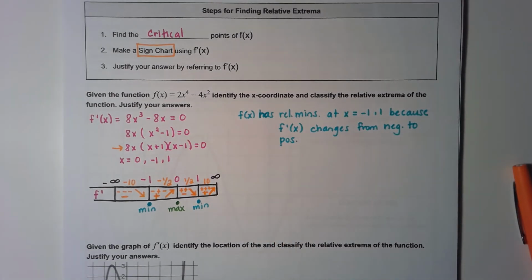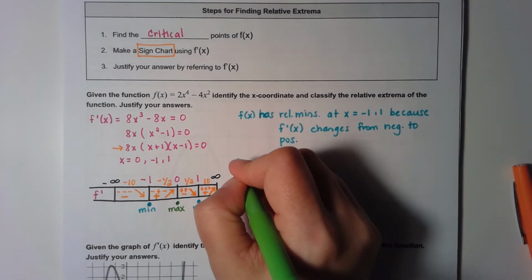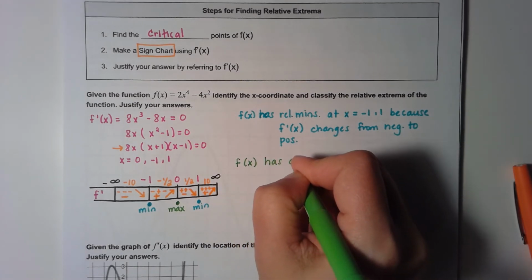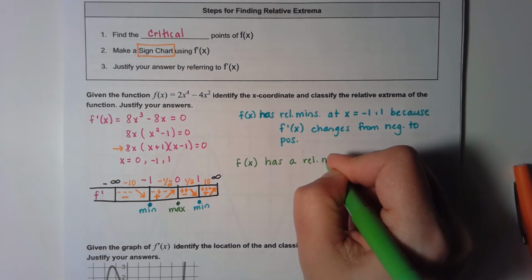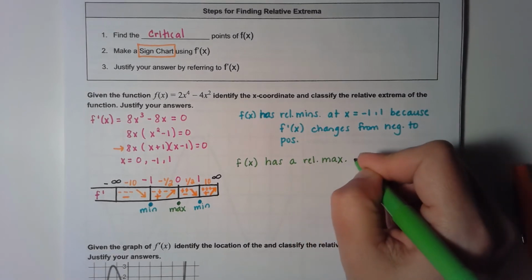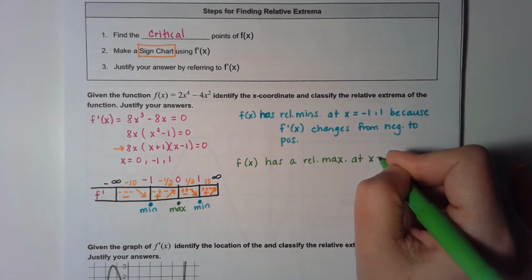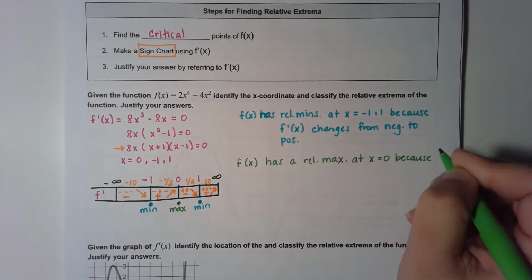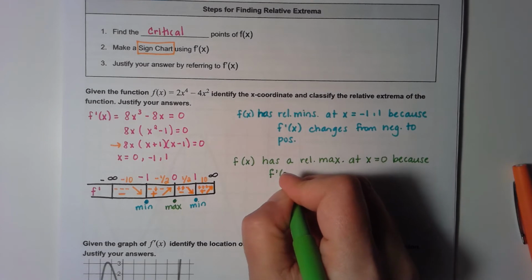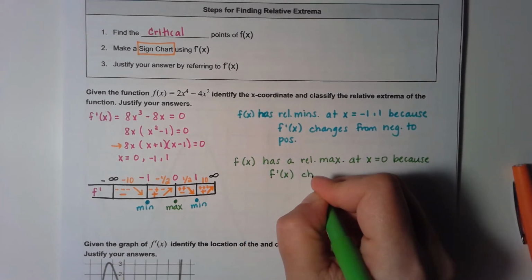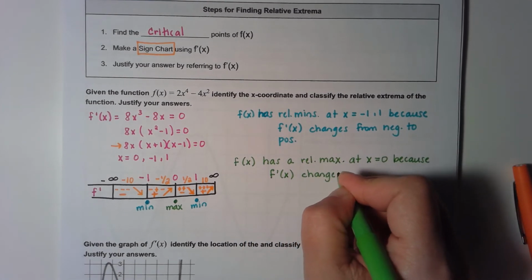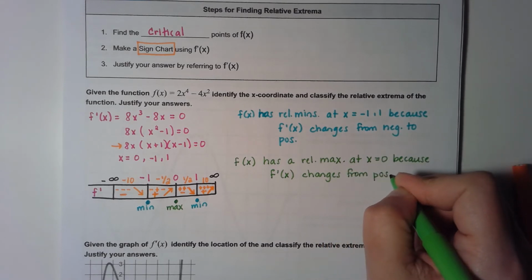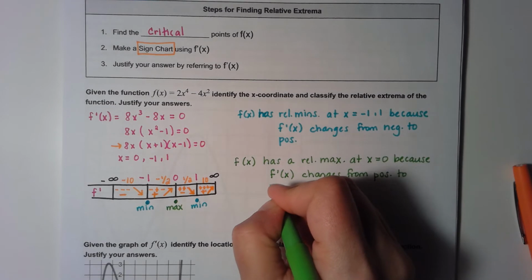Now, if we think about the maximums, we would say f of x has a relative maximum at x equals 0 because f prime of x, the derivative or the slope, changes from positive to negative.